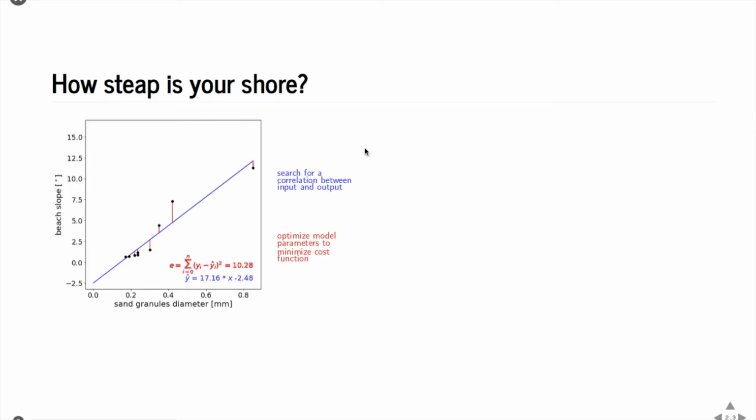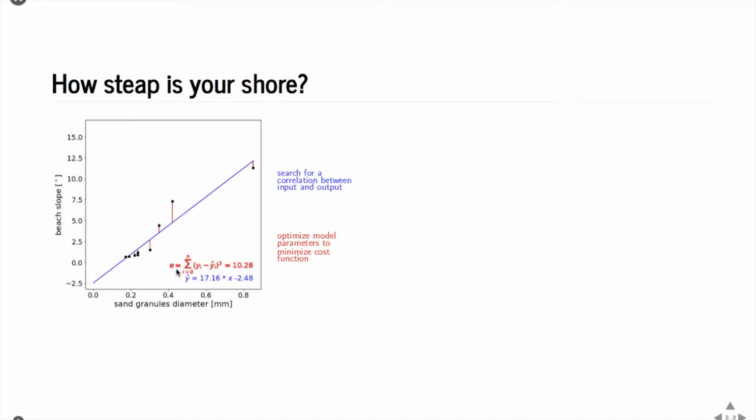You might have already heard of the sum of squared errors. The sum of squared errors here is a so-called cost function. And machine learning is nothing more than optimizing your model parameters, in our case your line slope and your intercept, to minimize a certain cost function. Here in our case, the sum of squared errors.